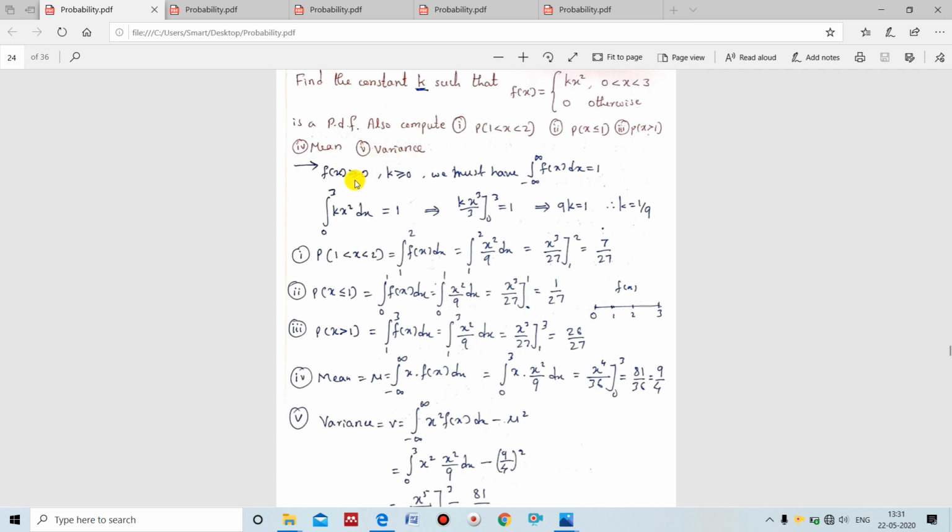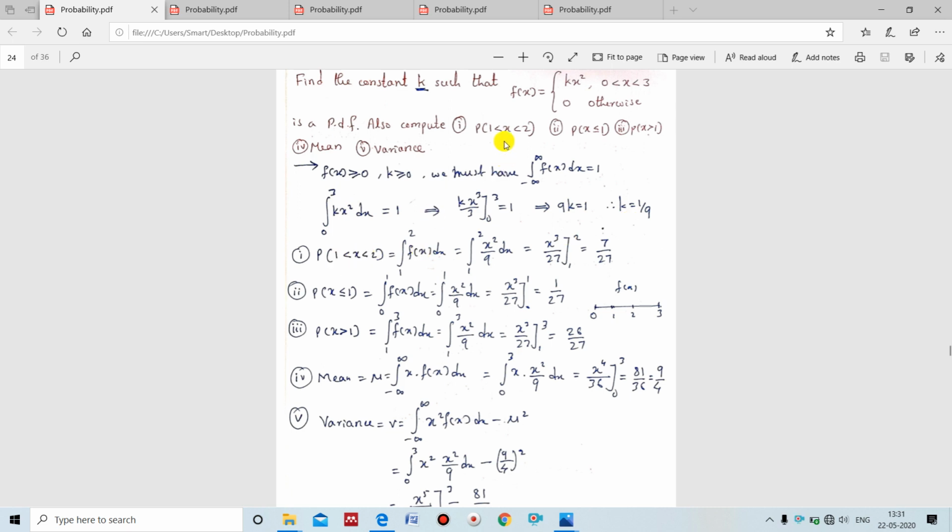We know the condition: f of x is always greater than 0, the constant is positive, and integration from minus infinity to plus infinity of f of x dx equals 1. Here, instead of minus infinity to plus infinity, f of x lies only between 0 and 3. So integration from 0 to 3 of kx square dx equals 1. On integration, x square becomes x cube by 3, limiting from 0 to 3, and we get 9k equal to 1, so k is equal to 1 by 9.